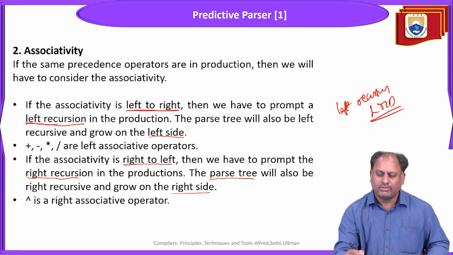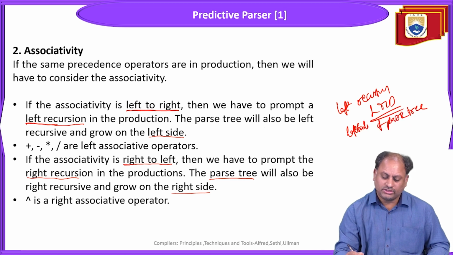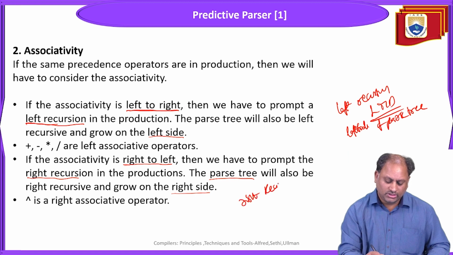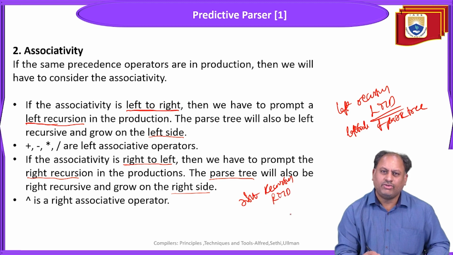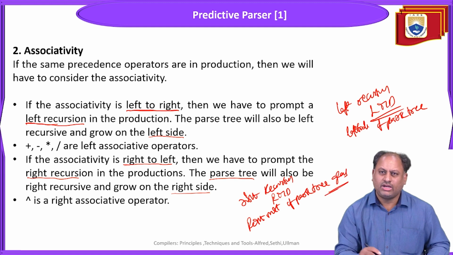So in that case, there is automatically a chance of the tree increasing at the leftmost corner. That means the left side of the parse tree grows automatically. Whereas in the second case, right recursion, that is the rightmost derivation, the substitutions take place at the right-hand side of the productions, and the parse tree grows automatically on the right side.